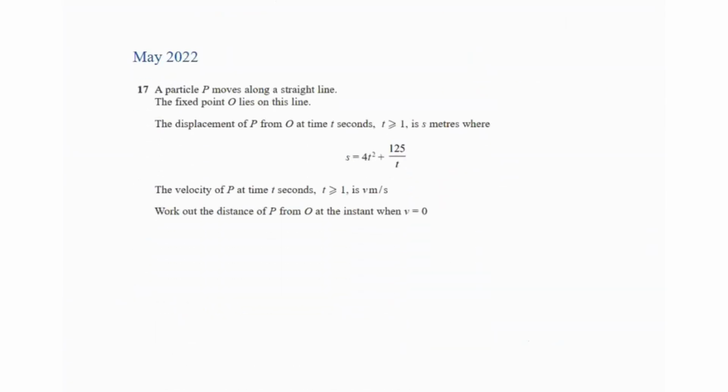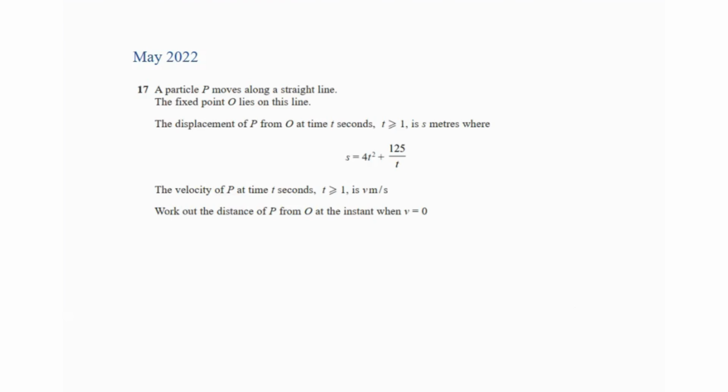Then another displacement question, it says that a particle P moves along a straight line. The fixed point O lies on this line. The displacement of P from O at time t seconds, where t is greater than or equal to 1, is s meters, where s equals 4t squared plus 125 over t. The velocity of P at time t seconds, where t is greater than or equal to 1, is v meter per second. We have to work out the distance of P from O at the instant when v equals 0.